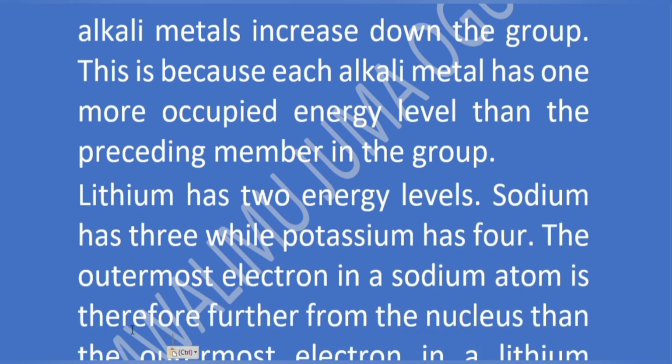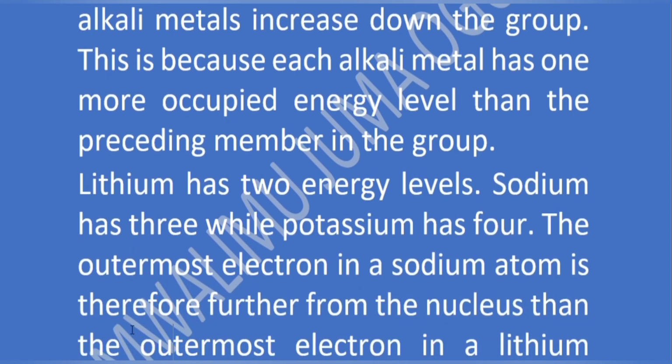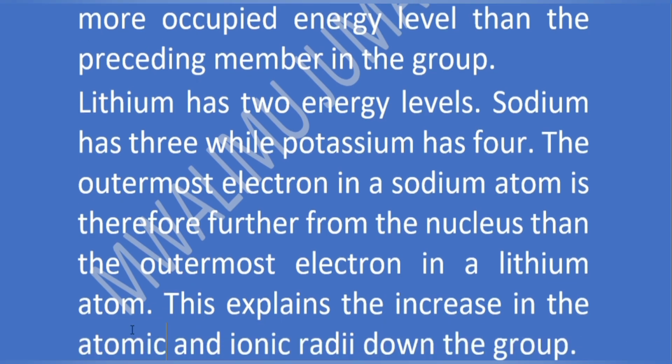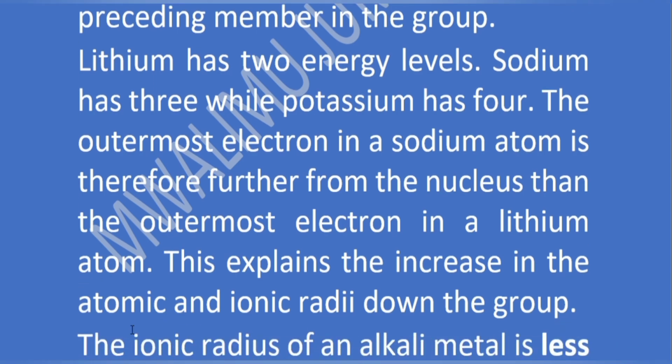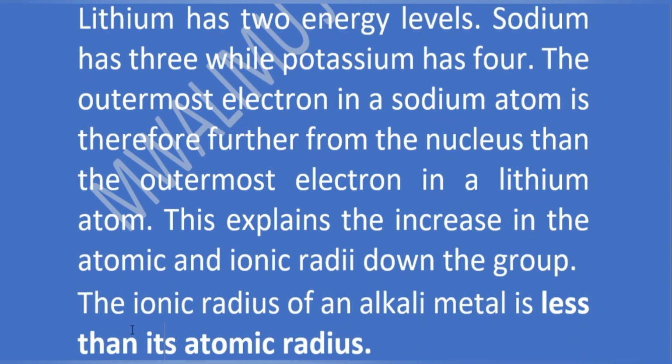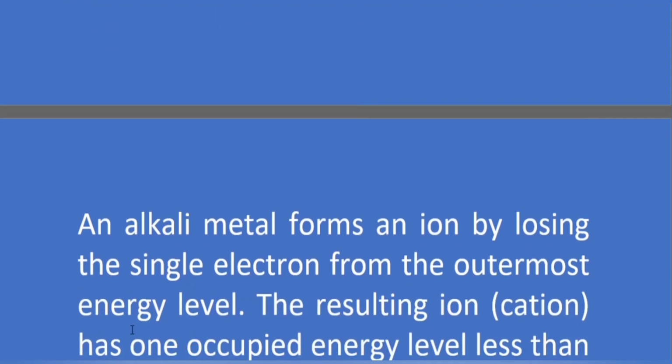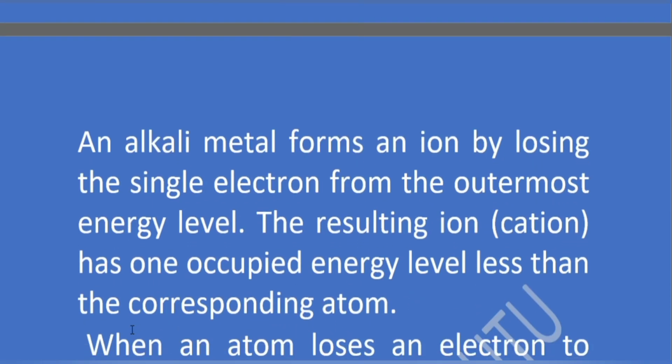The atomic radii and the ionic radii of the alkali metals increase down the group. This is because each alkali metal has one more occupied energy level than the preceding member in the group. Lithium has 2 energy levels, sodium has 3, while potassium has 4. The outermost electron in a sodium atom is therefore further from the nucleus than the outermost electron in a lithium atom. This explains the increase in the atomic and ionic radii down the group.